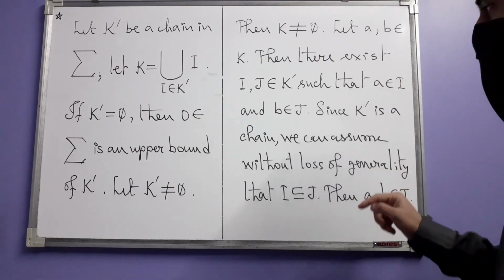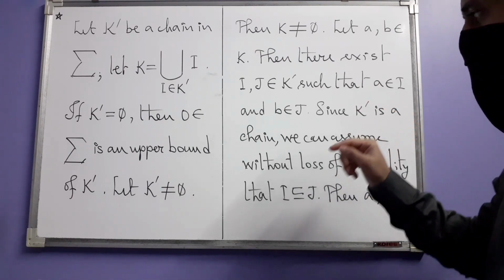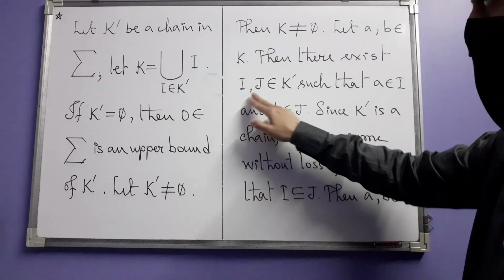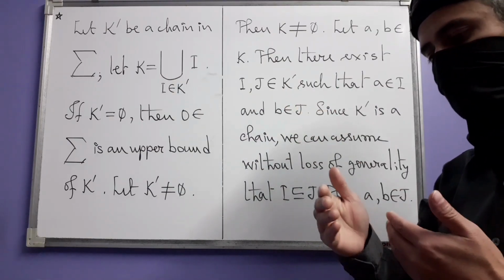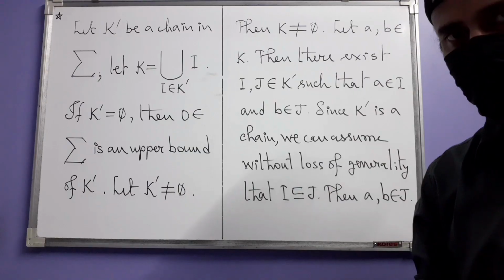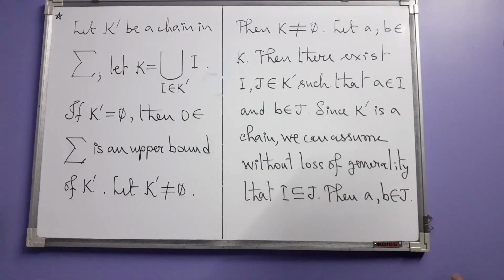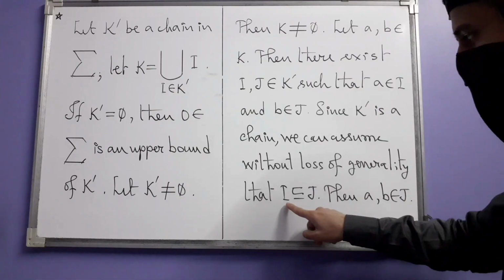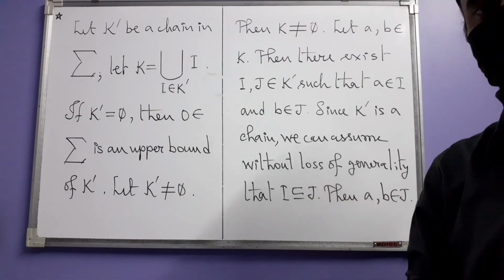And this is where the fact that K prime is a chain will be used. Because K prime is a chain and I and J are coming from K prime, they are comparable with respect to the set containment relation, that is, the subset relation. And that is why we can assume without loss of generality that I is a subset of J.